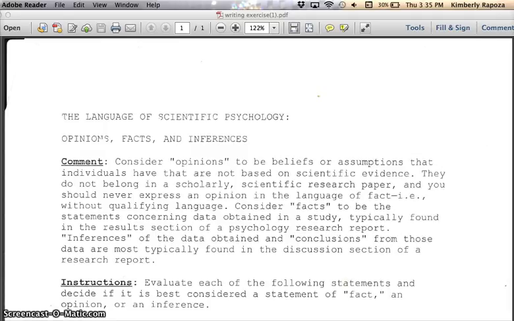Fact is a statement concerning data that was obtained in your study or in another study. And often you find a lot of these factual statements in the results section of every research report. So fact is really just straightforwardly saying, this is what was found, these two groups were different, this was correlated with this, and stating without any sort of interpretation exactly what was found.